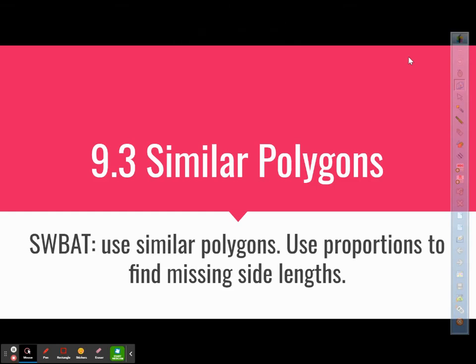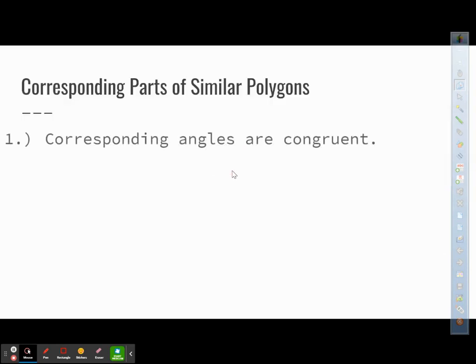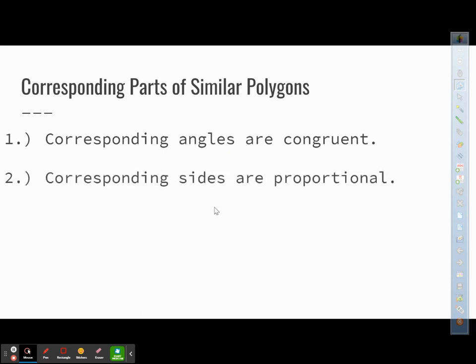So yesterday we started talking about similar polygons, and we discussed how their corresponding angles are congruent. Just like with congruent polygons and similar polygons, all corresponding angles are congruent. The part that's different is instead of their sides being congruent, they're proportional.